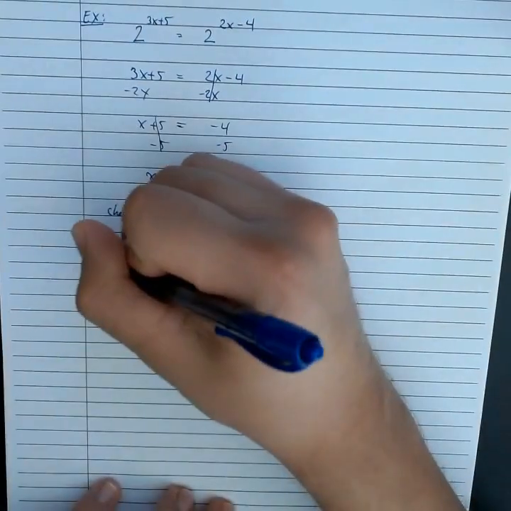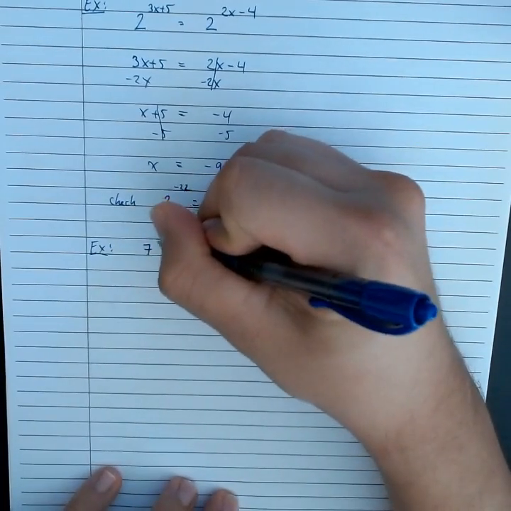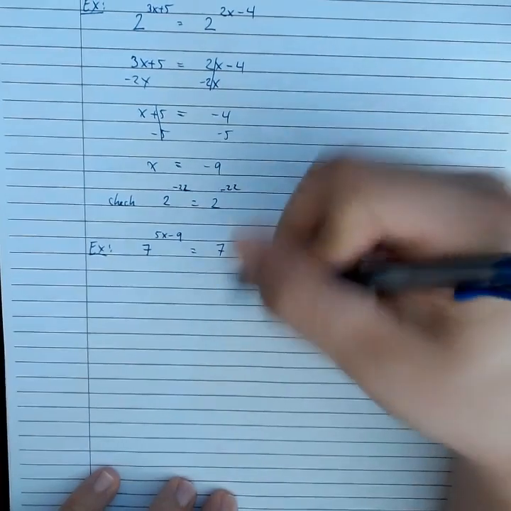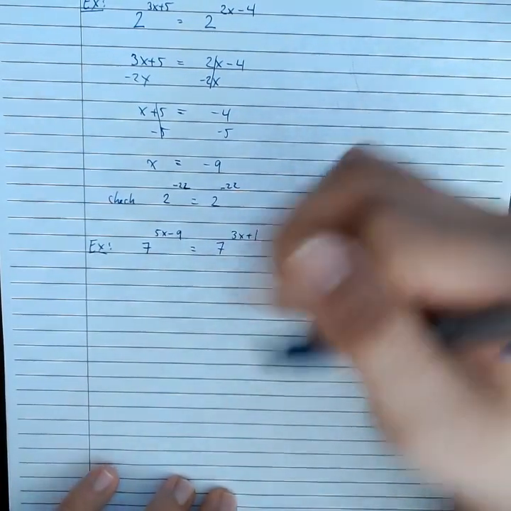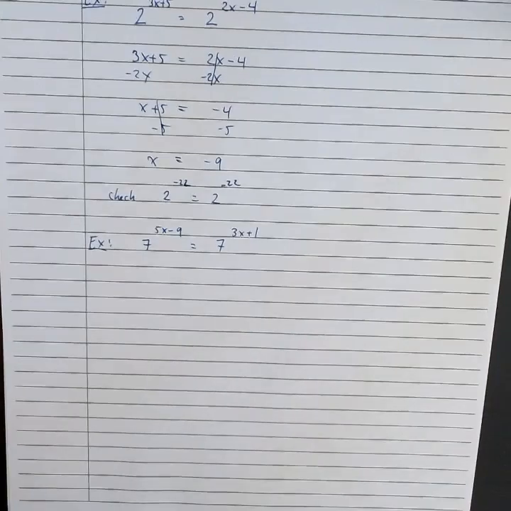All right, so for example, I might take 7 to the power 5x minus 9 is equal to 7 to the power 3x plus 1. Pause the video and go ahead and give this a try. Once you're ready, go ahead and unpause and we'll go through it together.